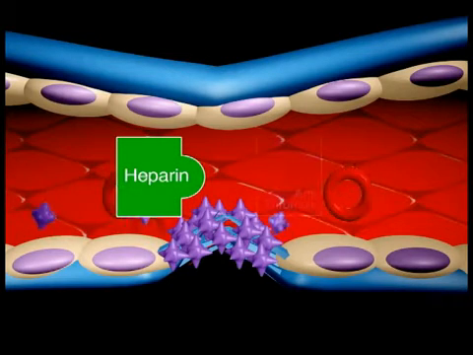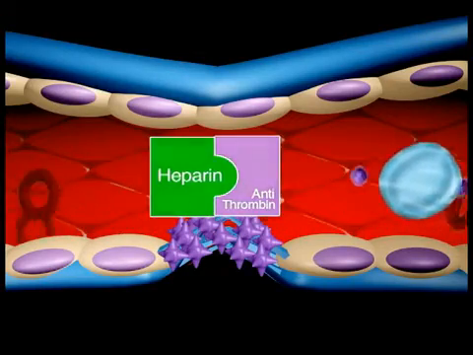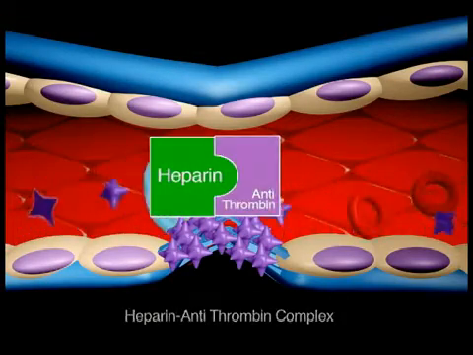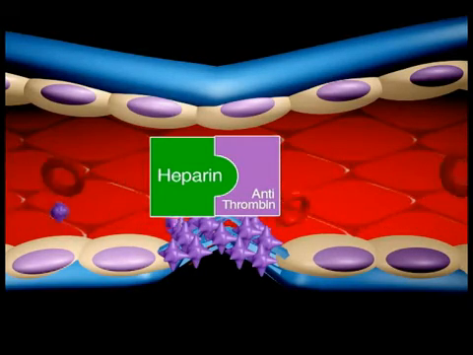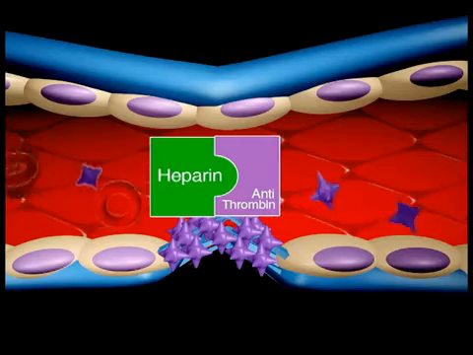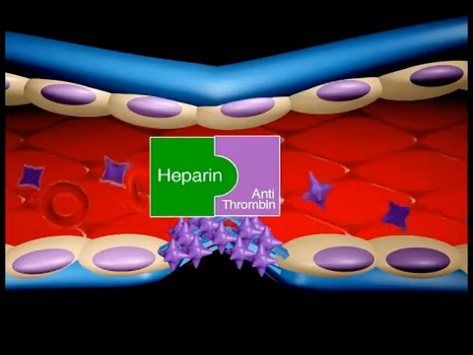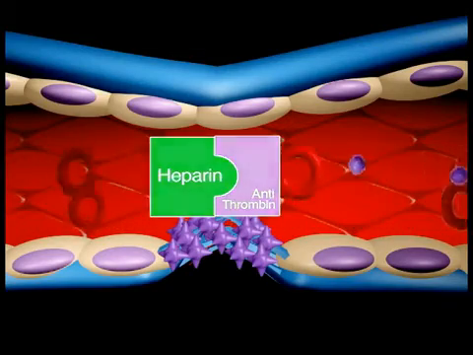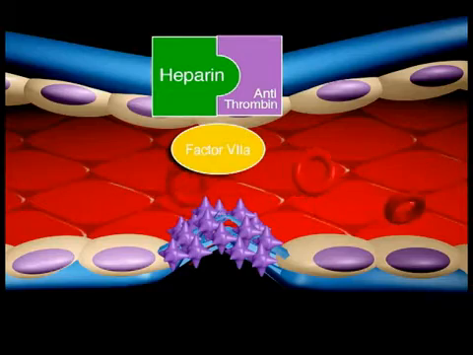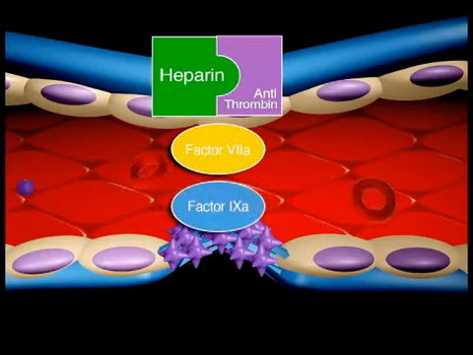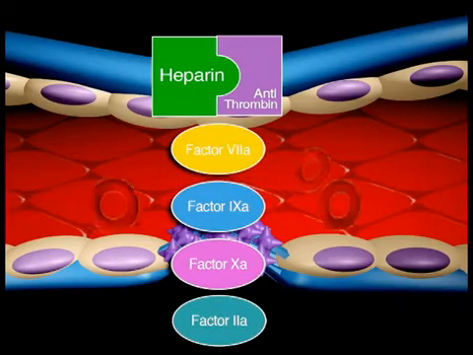Active heparin molecules bind tightly to antithrombin and cause a conformational change in this inhibitor. Conformational change of antithrombin exposes its active site for more rapid interaction with the proteases, the activated clotting factors. Heparin-antithrombin complex inactivates factors 7A or tissue factor, 9A, 10A, and 2A or thrombin, thus inhibits clotting.